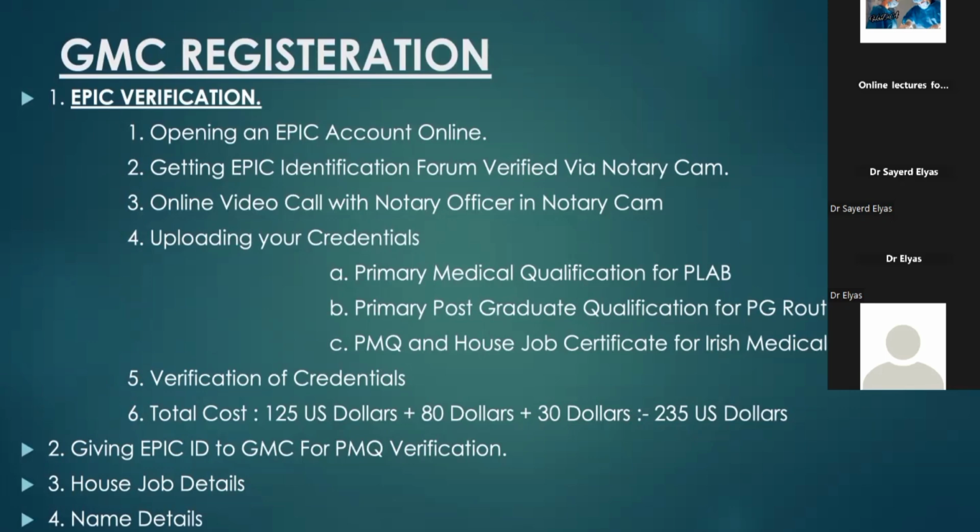For that, you have to open an online EPIC account. Okay, you have to type on the Google EPIC online account. You have to build an online account for yourself there. The EPIC will send you a sort of identification form. Okay, all your personal details will be written on that identification form, which will be sent to you by the EPIC. Okay, what you have to do is that you have to book a notary cam with another website.